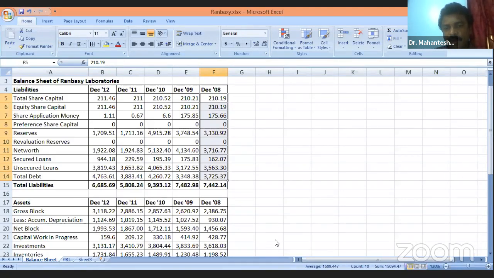Now for a moment, if I stop sharing this document, if I ask the participants, how much is the net worth, how much is the reserves and surplus of this company? Can anybody remember, recall?